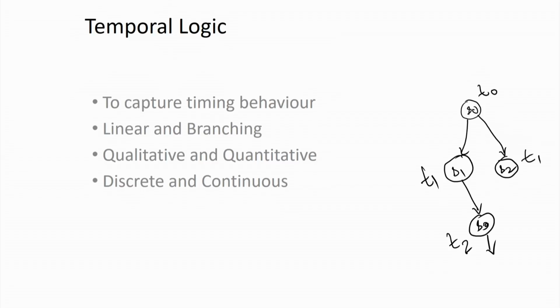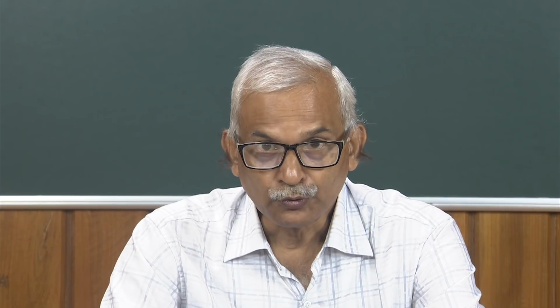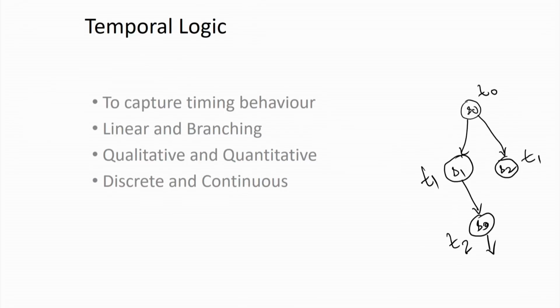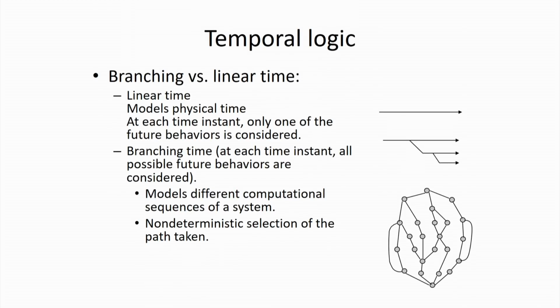So, temporal logic can capture this timing behavior, and when we look into the nature of time, it can be looked at from two different aspects. One is linear and the second one is branching. Also, time can be treated as qualitative and quantitative, and we may have a discrete notion of time or a continuous notion of time.